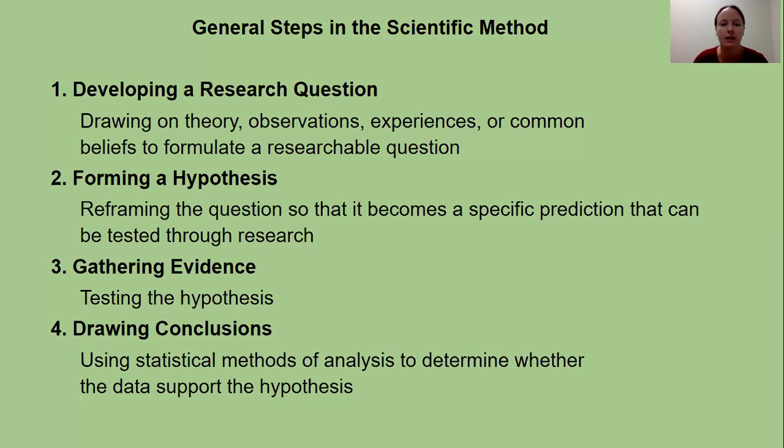Once we have our question, we then want to form a hypothesis. And a hypothesis is just a fancy word for a prediction. We want to make a specific prediction or a set of predictions about how we expect events or phenomena to work or interact. So we want to reframe our research question in a way that makes it testable and that we can use research steps in order to either show support for that idea or possibly disprove that idea.